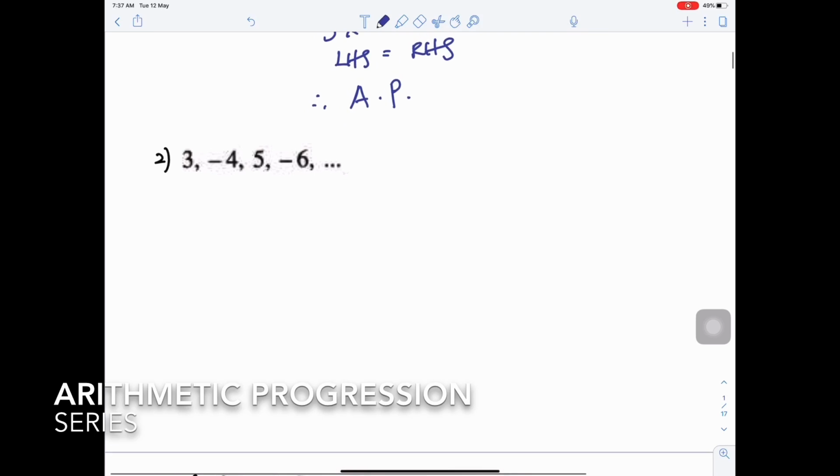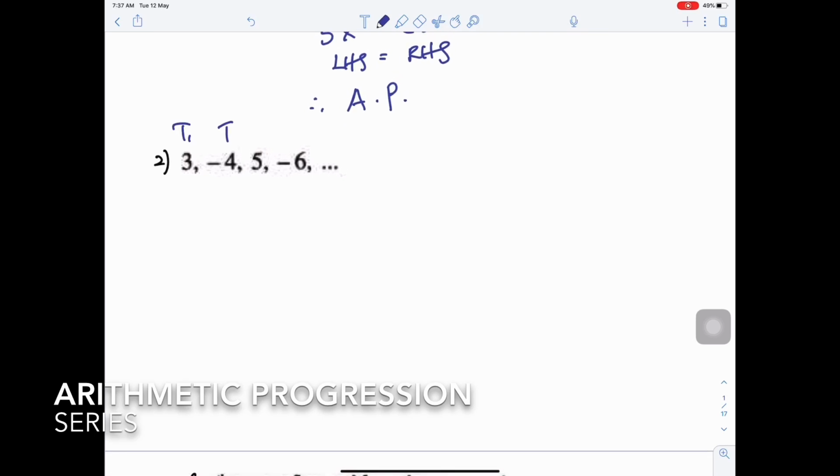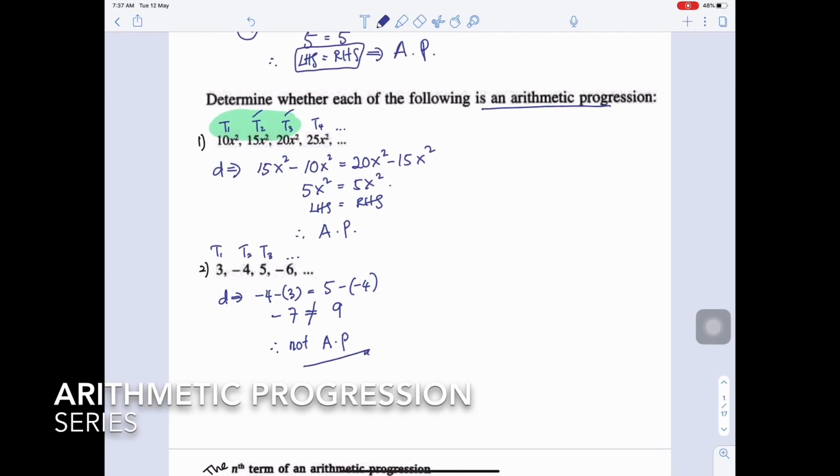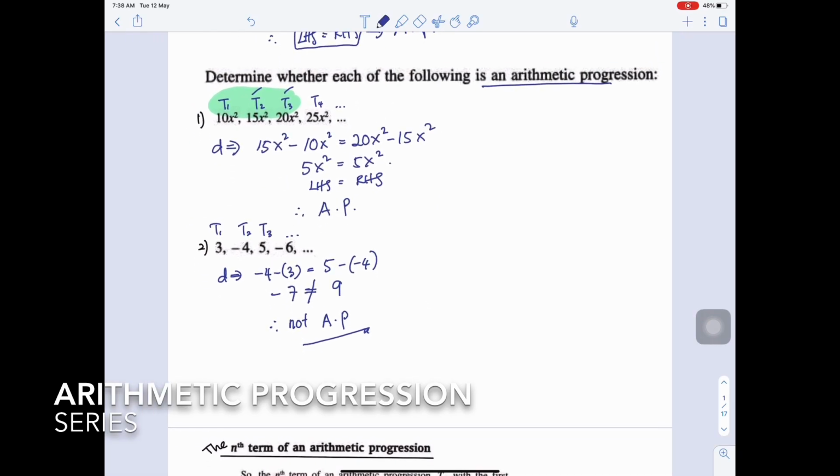Let's look at example 2. T1 equals 3, T2 equals -4, T3 equals 5. Let's identify the common difference. So -4 minus 3, is it equal to 5 minus -4? On the left hand side we get -7 and the right hand side equals 9. So -7 is not equal to 9, therefore the sequence is not an arithmetic progression. This is how we determine whether a sequence is an arithmetic progression or not.